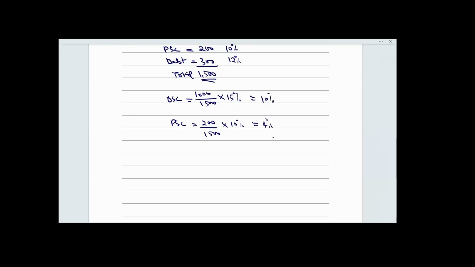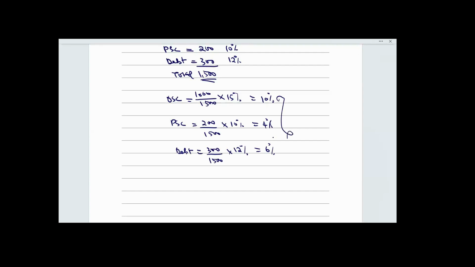Then finally, the debts. The proportion of the debt is 300 divided by the total capital of 1,500, then multiply by 12%. Let's say on the average, for example, when you use your calculator to get it, then you have about 6%.